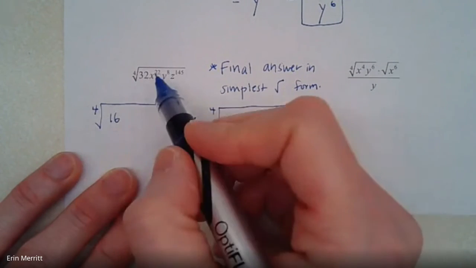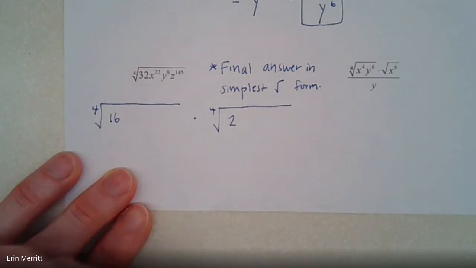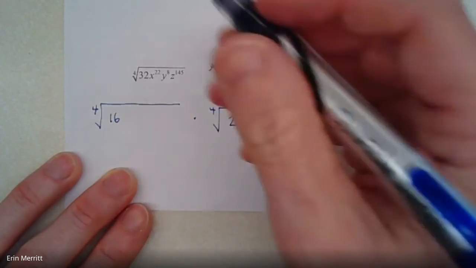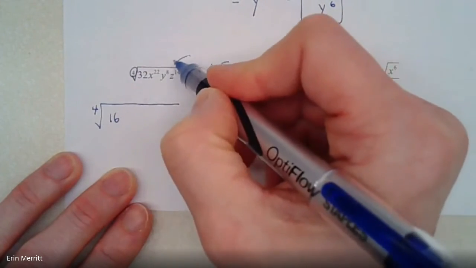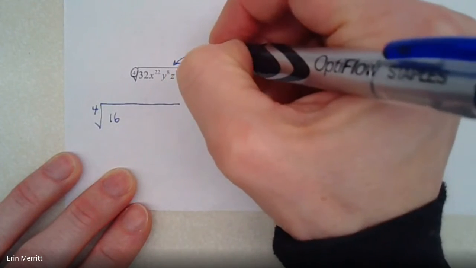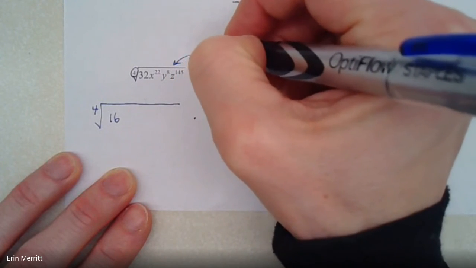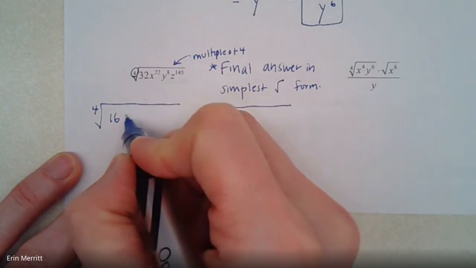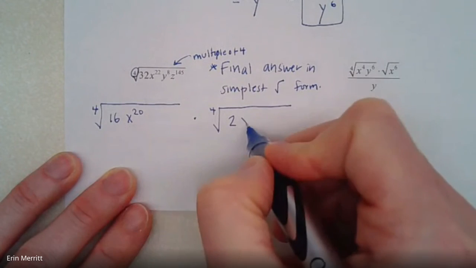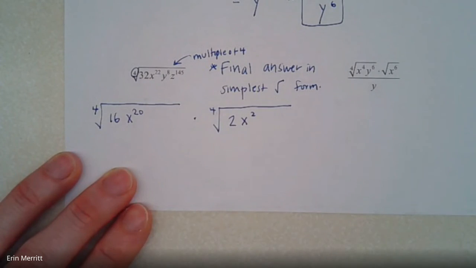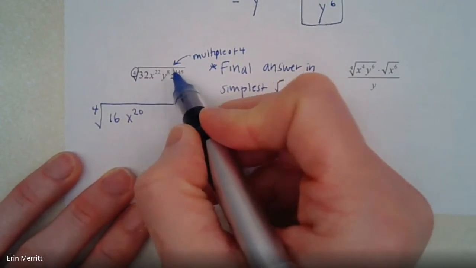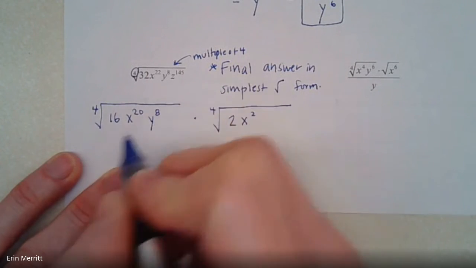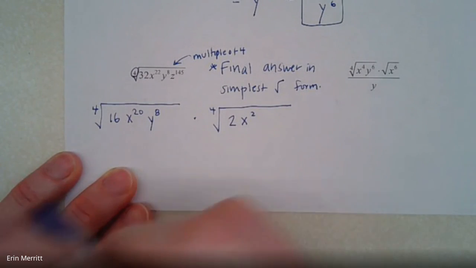Right? In terms of exponents, to be a perfect fourth, you need to be a multiple of 4. So anything on the inside needs to be a multiple of 4. So x to the 22nd, I can break into x to the 20th, and then I'd be left with a little x squared over here. Y to the 8th? 8 is a multiple of 4. That's a perfect fourth root.